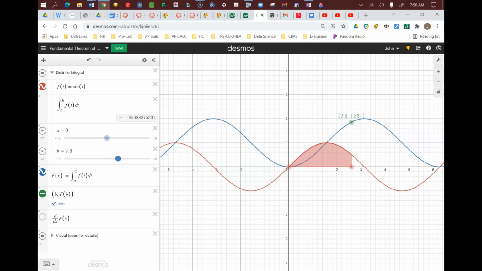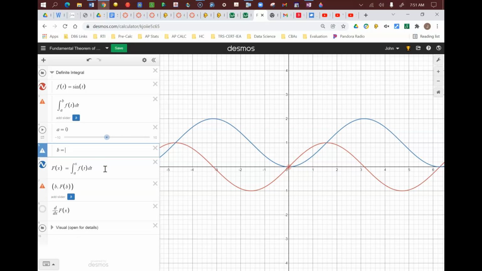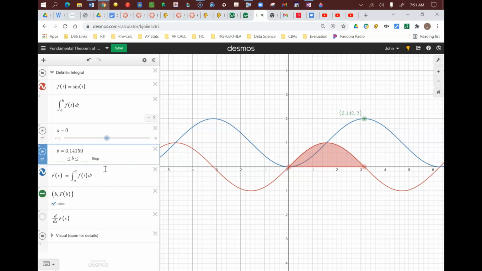So in other words, if I were to change the upper bound, and let's just for confirmation's sake change that to half of pi, or 1.571 approximately, you will see that the integral from 0 to pi over 2 of the sine function is 1. Again, that's not what we're specifically interested in. So let me change this back to 3.14159 and move on. What we're really interested in is what comes next.